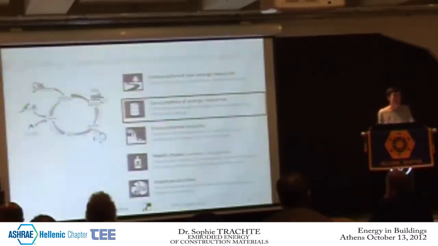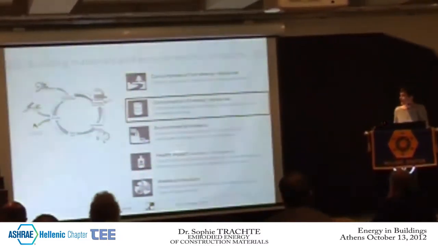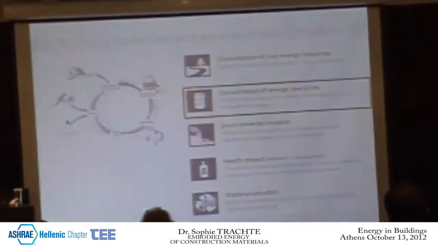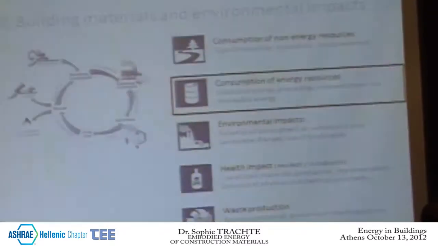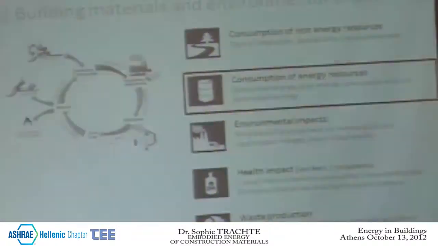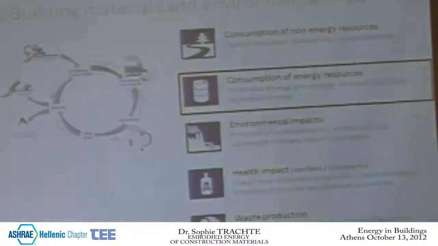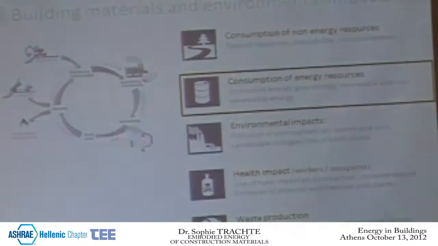So I try to classify those environmental impacts into 5 major categories. You have the consumption of non-energy resources: raw material, water, and so on. We have the consumption of energy resources, and this is the subject for today. The environmental impact: pollution of air, water, soil, loss of biodiversity, landscape changing. The health impacts, not only for the occupants of buildings, but also for the workers in the building sector. And the waste production with the great potential of recycling.